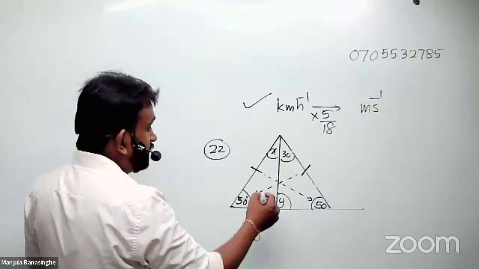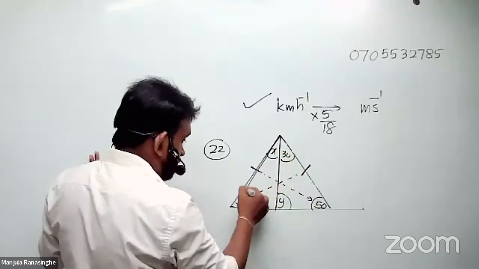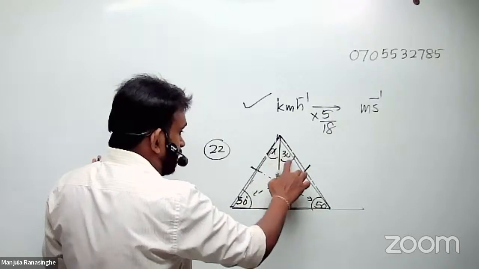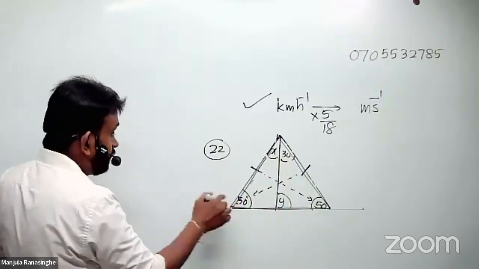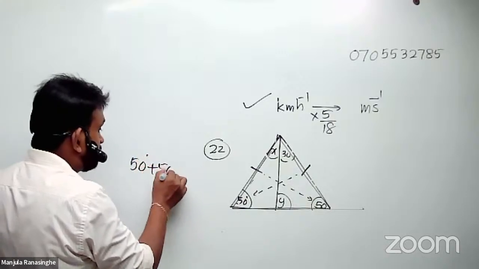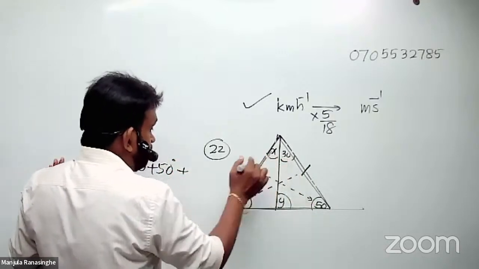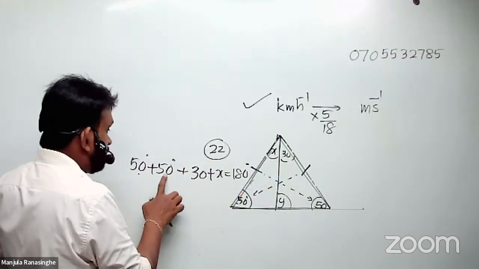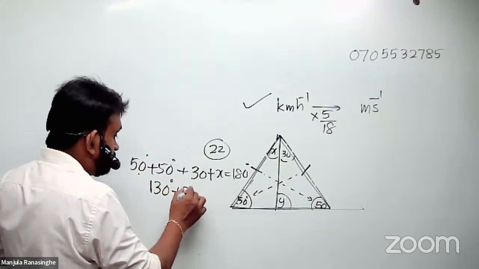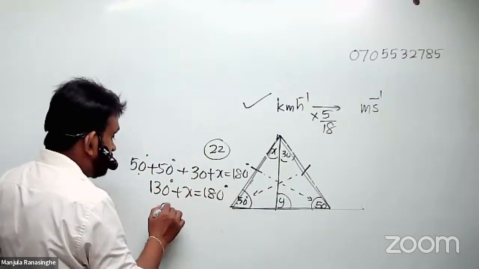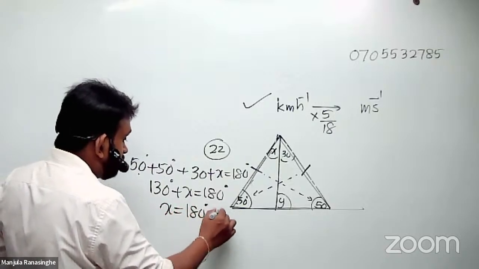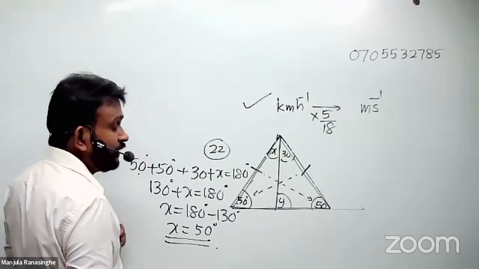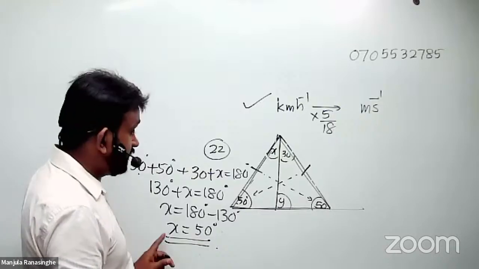Now you can see that this bigger triangle, the interior angles of all three sum to 180. So you can write 50 plus 50, and 30 plus x, gives you 180. Then 50 50 100, 130 plus x equals 180. Now make x the subject: 180 subtract 130. So that gives you 50 degrees. So x is 50 degrees.